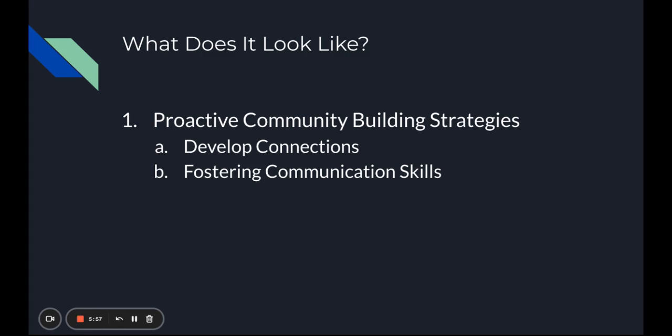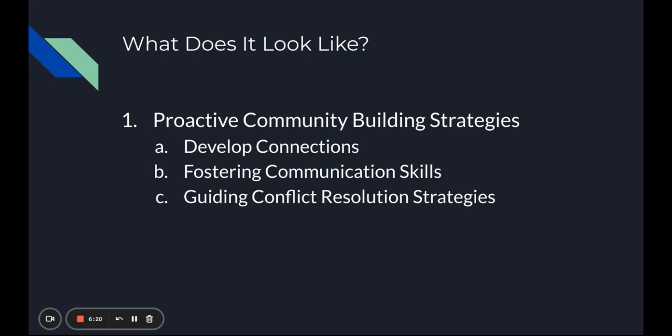You can also foster communication skills. How can students share their feelings with one another? Positive feelings, negative feelings, and how do you communicate your feelings with your students as a teacher? When they do something that is inappropriate, how do you acknowledge that within the classroom?